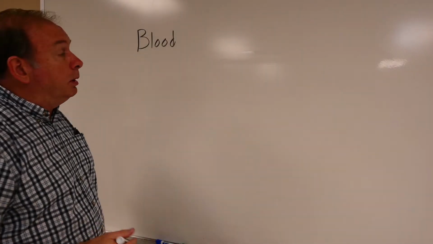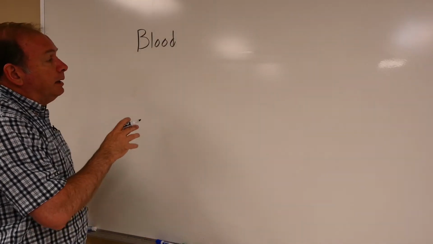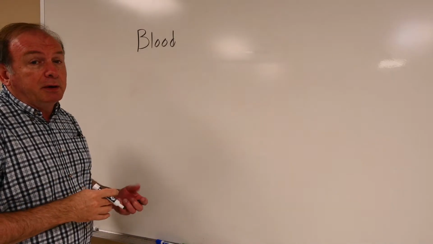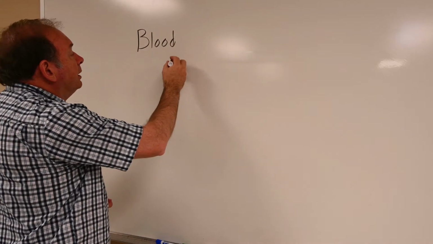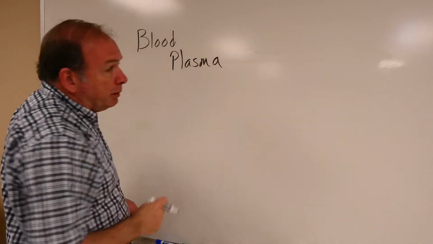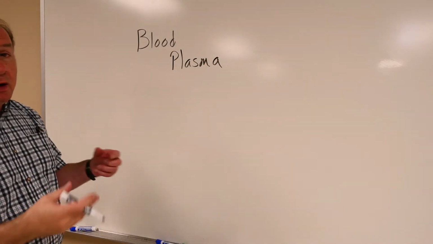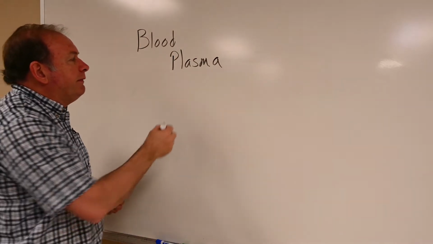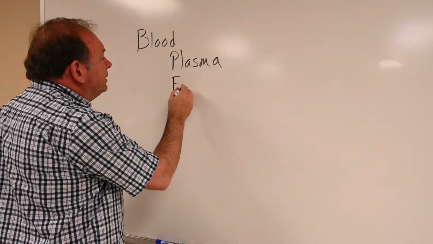Now we're going to talk about blood for just a minute. The matrix material of the blood is what we often refer to as blood plasma, the fluid component. And then the remainder of the blood we refer to as formed elements.